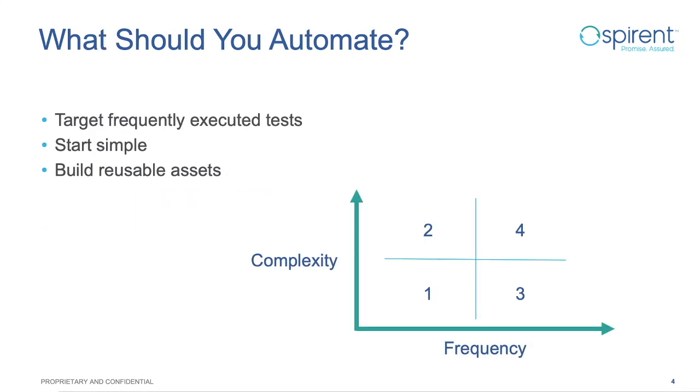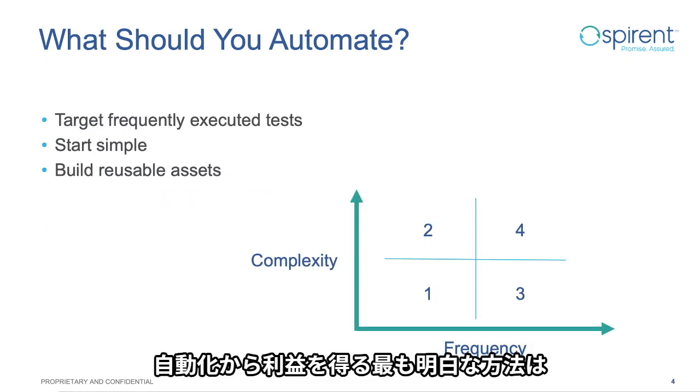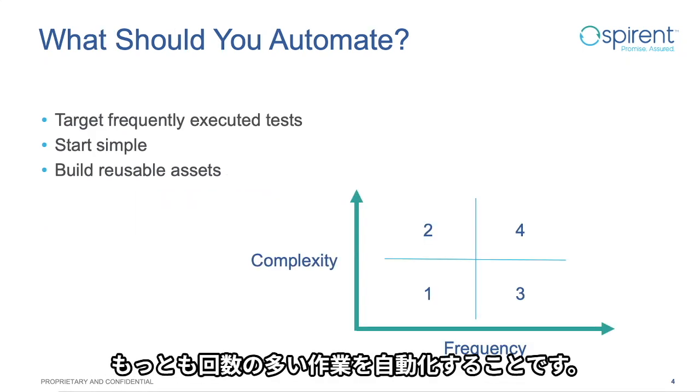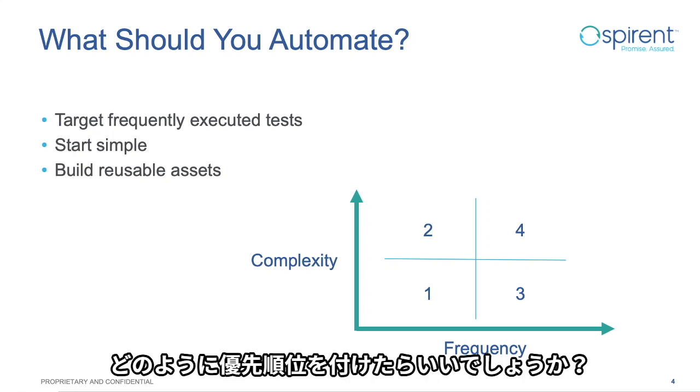The most obvious way to get bang for your buck from automation is to automate the things you need to do most often. Outside of that, how should you prioritize?